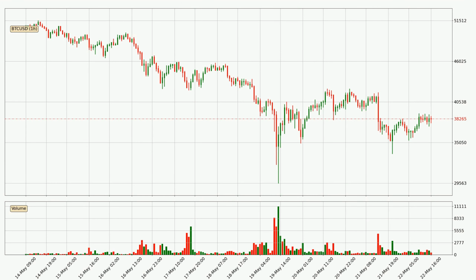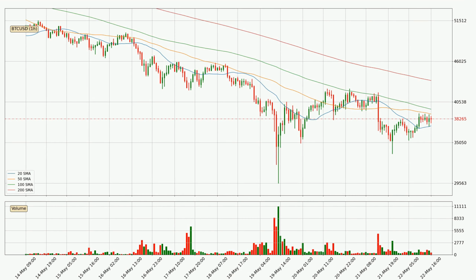Looking at the hourly time frame for Bitcoin, the price dipped down around 5.5%, but then came up again in the last 24 hours, with a current price of $38,265. Moving to the hourly simple moving averages, the current price is between the 20 and the 50 SMA.